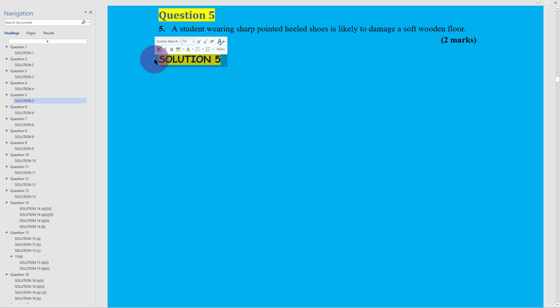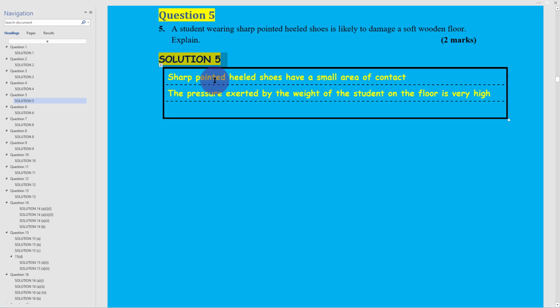Again, the explanation that I expect is this one. Sharp pointed heeled shoes have a small area of contact, so the idea of small area of contact must come out, so that when you say that the pressure exerted by the weight of the student on the floor is high, then you are justified. Because we are looking at factors affecting pressure in solids, one of them is area of contact, and the smaller the area, the higher the pressure. The higher the pressure, the more penetration effect that object produces on a soft ground.